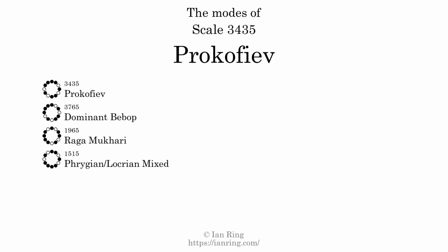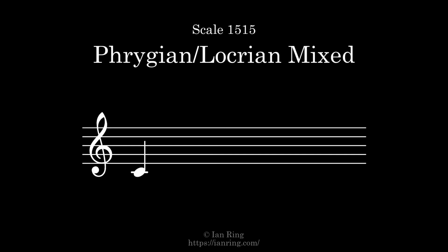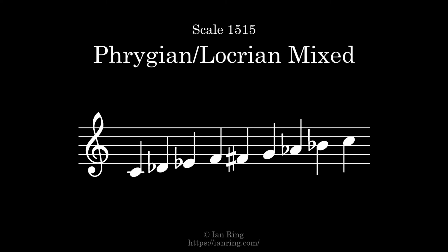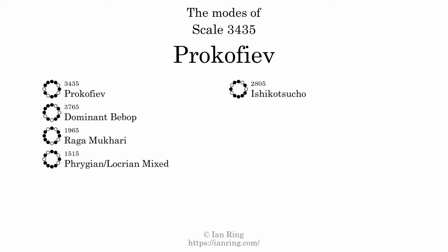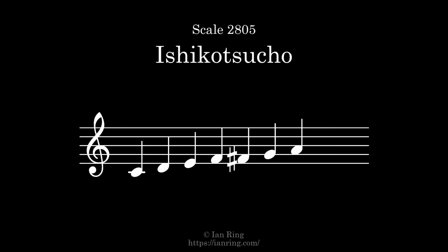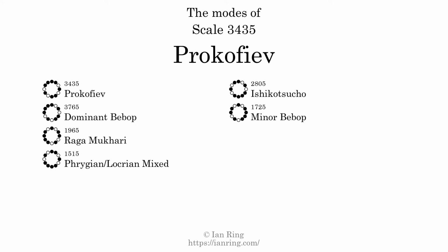The fourth mode is scale 1515, also known as Phrygian-Locrian mixed. It sounds like this. The fifth mode is scale 2805, also known as Ishikotsucho. It sounds like this. The sixth mode is scale 1725, also known as minor bebop. It sounds like this.